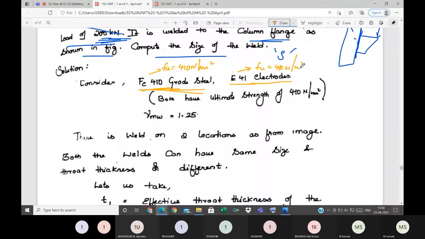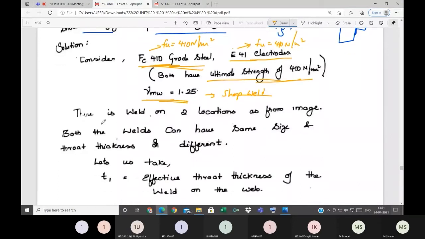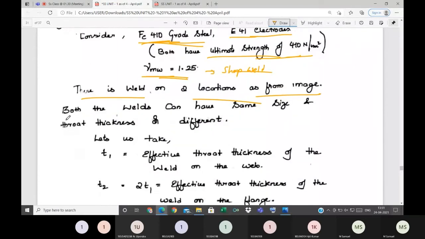Here you can say that the ultimate strength of the parent metal and the electrode is assumed to be the same. So both have ultimate strength 410, and of course take this as shop weld. He did not give it in the question, so I assumed, and from IS 800 you can take Mw equal to 1.25 for shop weld. And as I told you, there is weld at two locations as seen in the image.